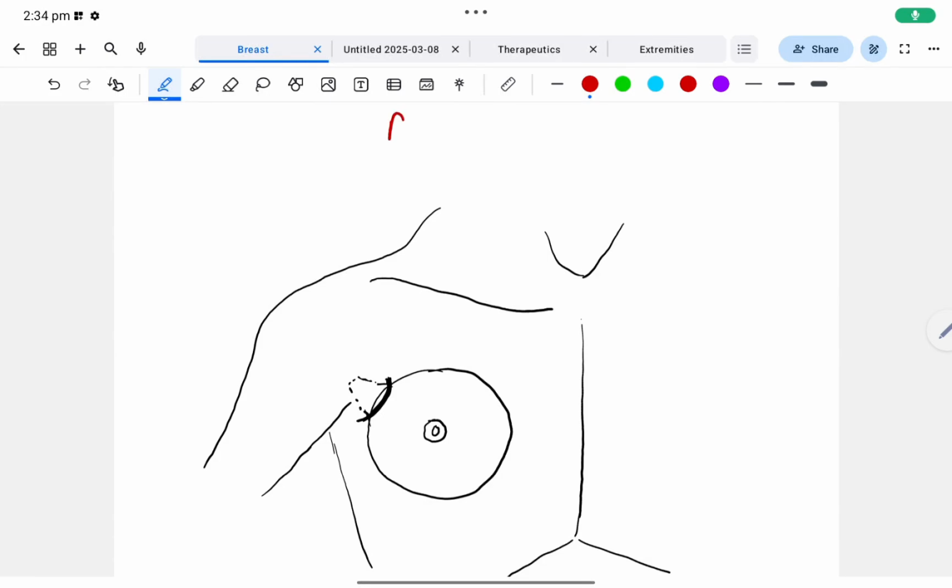Hello everyone. Today we will see the blood supply of the breast, that is both arterial supply and venous supply. The veins follow the arteries. So first we will see the arterial supply. First we will draw.